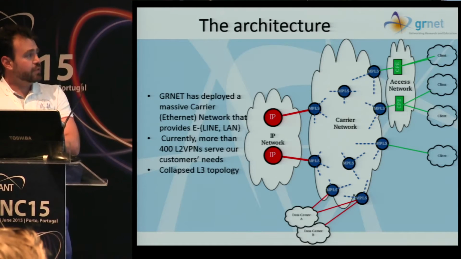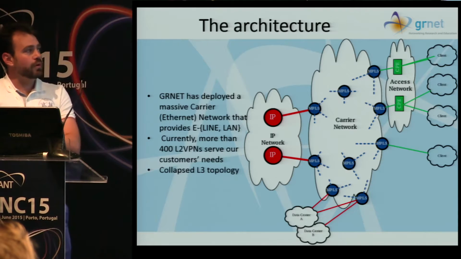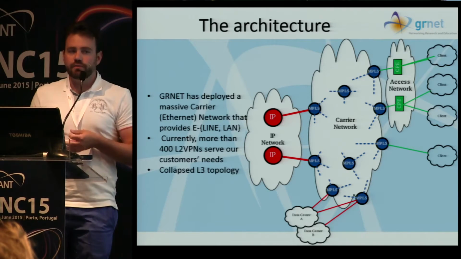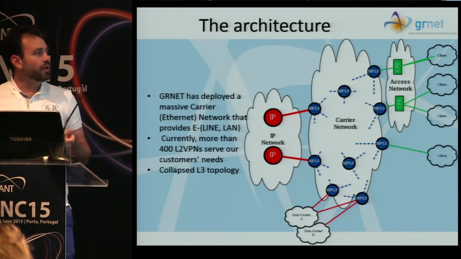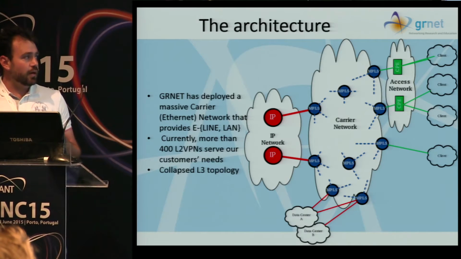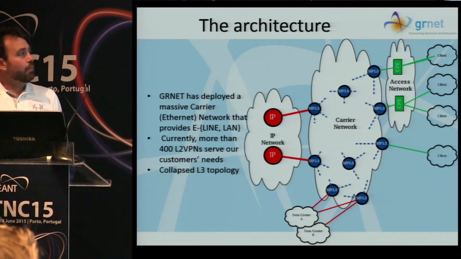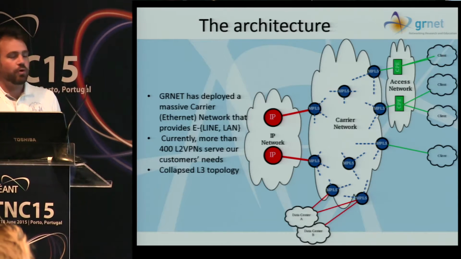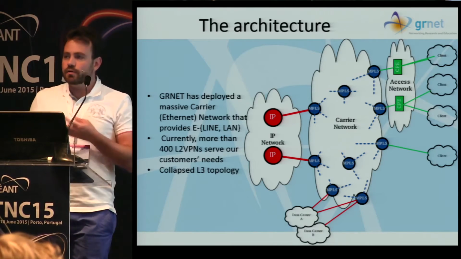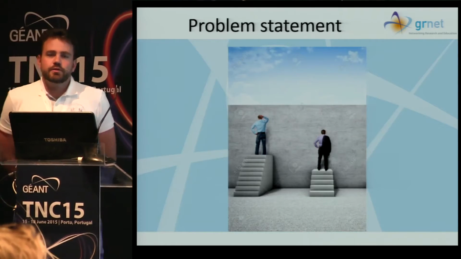All offered services are given on top of VPNs. So if one customer wants to have layer 3 connectivity, its BGP will be established on top of a layer 2 VPN that connects the end user with our IP router. As you can understand, we have a lot of VPNs running at the moment, more than 400, because all of our services are delivered on top of them. And you can easily understand what the problem is.